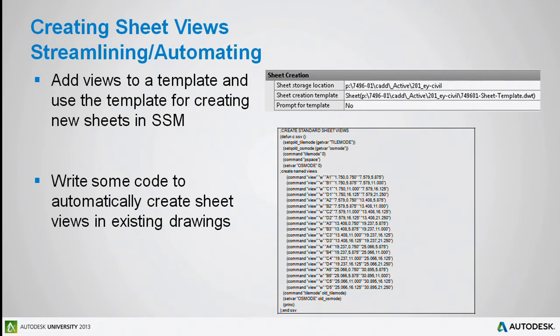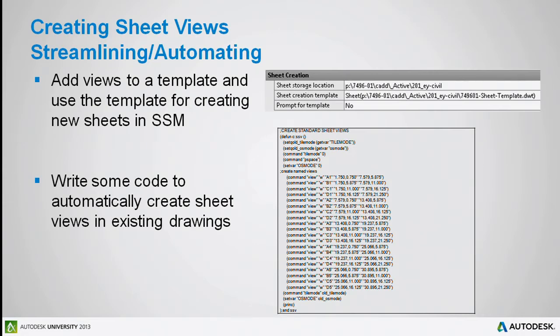Okay, streamlining views. It's a manual process. To create these views in AutoCAD, you have to go into the view manager and create the views there so they show up in the sheet set. One of the ways you can streamline that is by adding the views to the template ahead of time, so that when you create a new sheet through the Sheet Set Manager, it already has all of the named views in it.